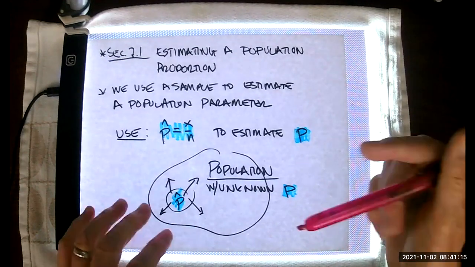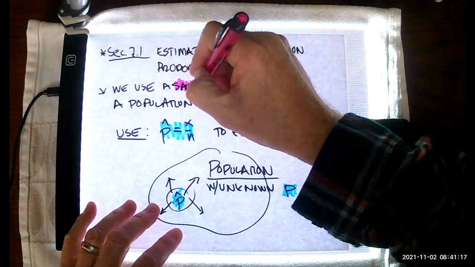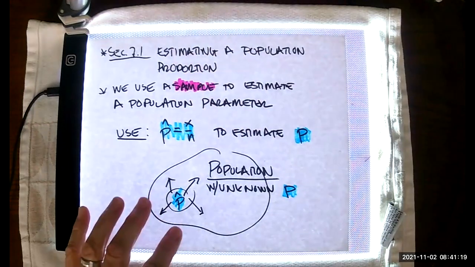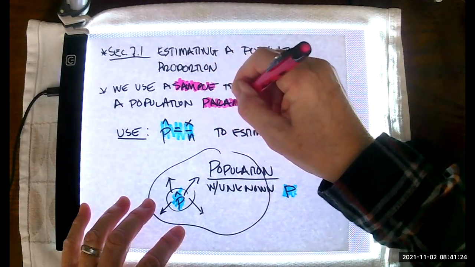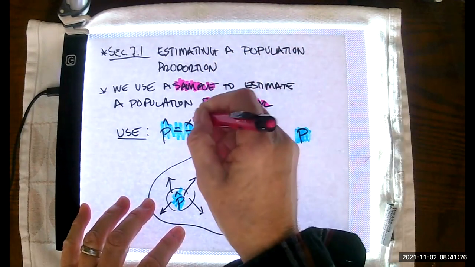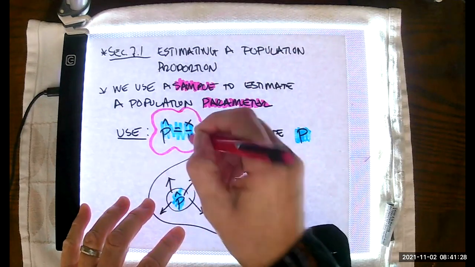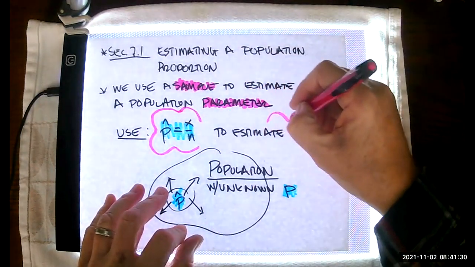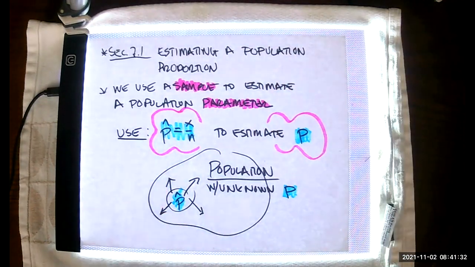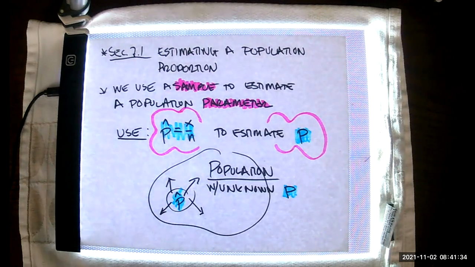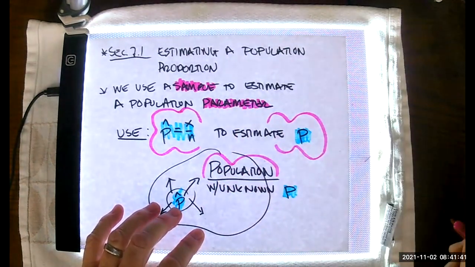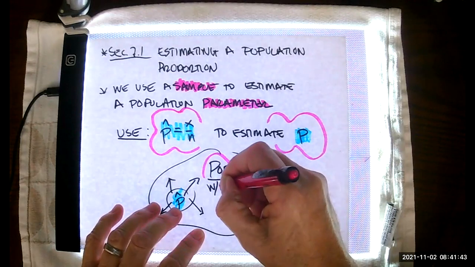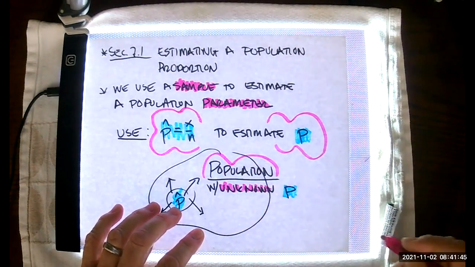Basically, our goal is to use a sample to somehow estimate a population parameter. And in this section, we are going to use our sample proportion, p hat, to estimate our population proportion, p. And this brings up a bigger issue. Really, the goal here is to work with a population with unknown parameters. In this case, it's the unknown proportion.